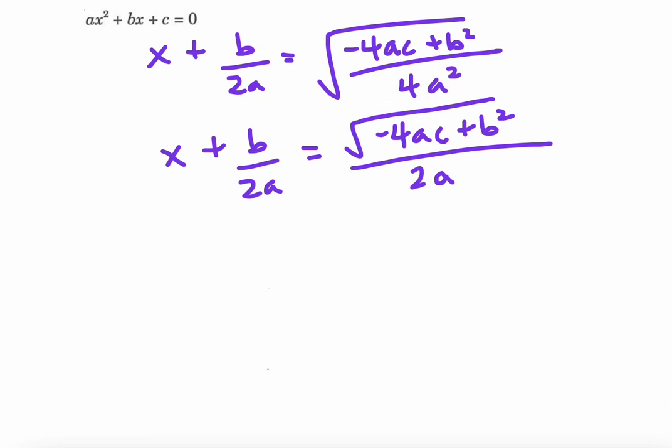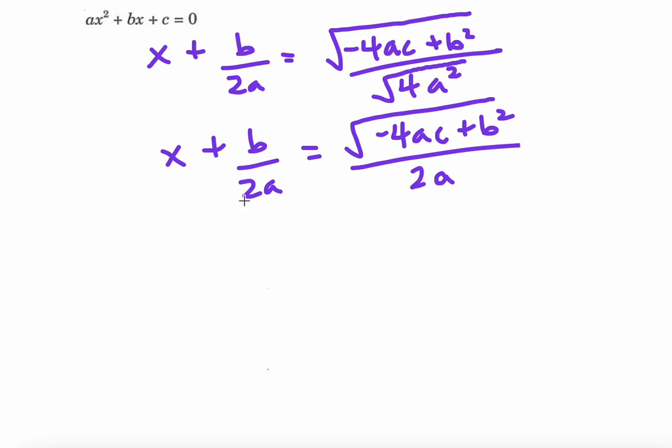Because these two are basically both square rooted, right? I have the top square rooted, and then I also have the bottom square rooted. So I'm basically keeping the top square rooted, but the bottom I can simplify. The square root of 4a squared is the same as 2a. Square root of 4 is 2, square root of a squared is just a. So I can simplify that bottom in that way.